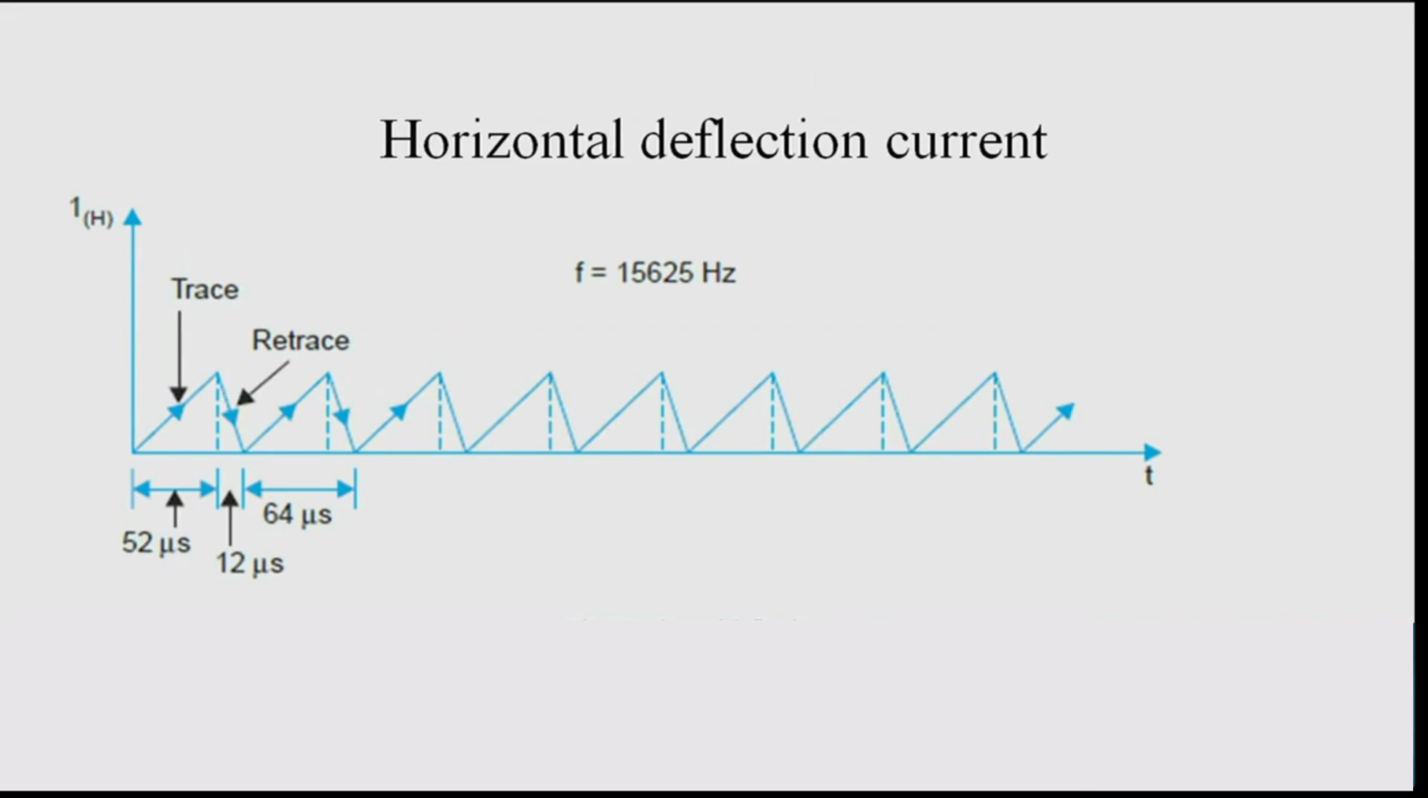Now, the diagram shows the horizontal deflection current. Again, the total time period is equal to the trace plus retrace. The trace period we calculate as 52 microseconds, and the retrace requires 12 microseconds. Therefore, the total time becomes 52 microseconds plus 12 microseconds, that is 64 microseconds. T is equal to 64 microseconds, and if we calculate the frequency, it is 15,625 Hz for this horizontal deflection current.